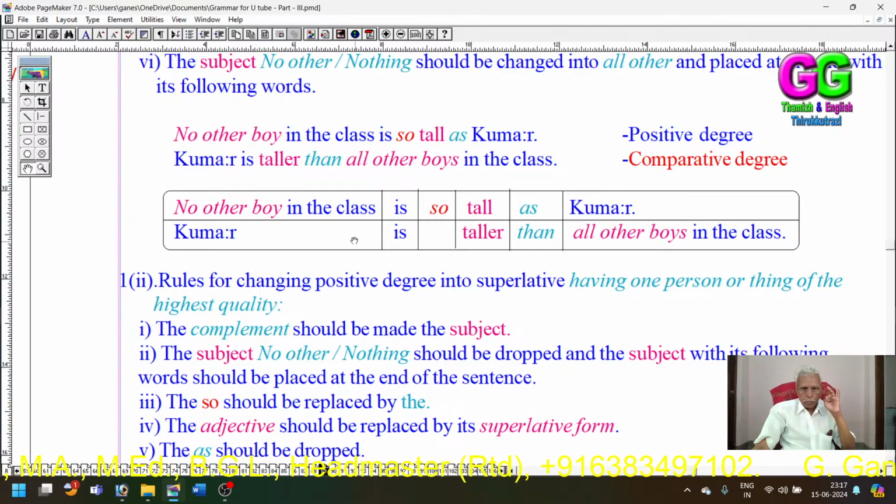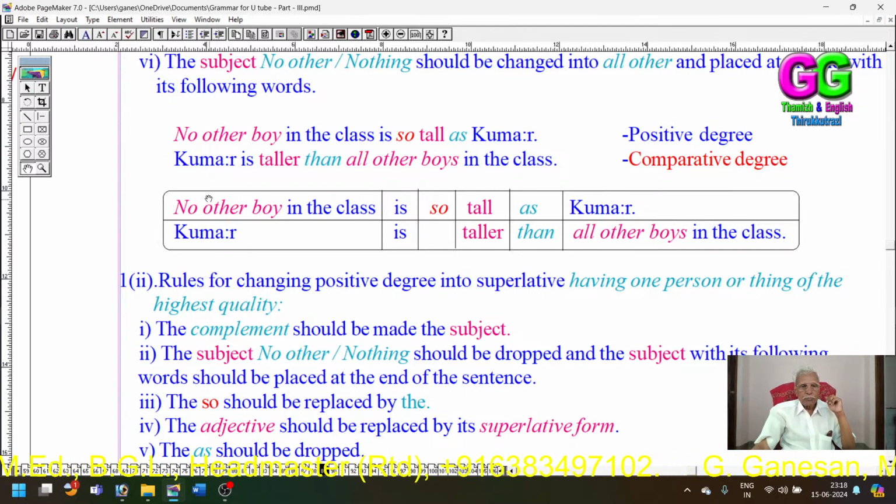If both the numbers are the same, the number of the subject is the same, so the verb would be the same. Here boy is singular, here Kumar is singular. So the verb stays as it is, rule 2. Rule 3, the scale so should be dropped. Then fourthly, the positive form should be changed into its comparative form. Then fifthly, the scale as should be replaced by than.